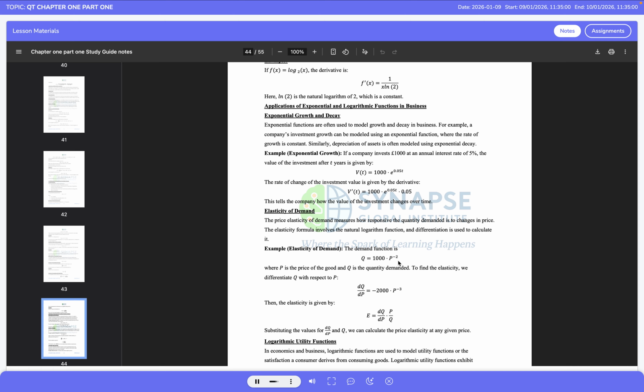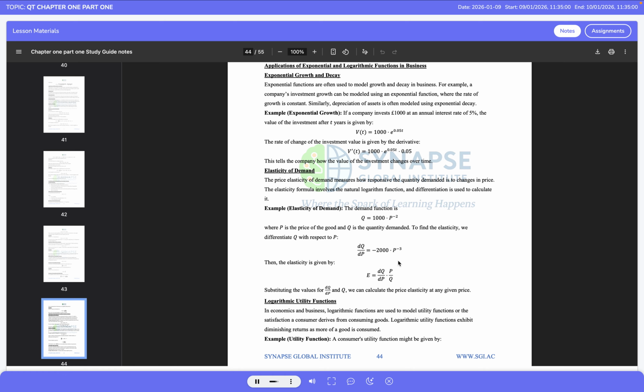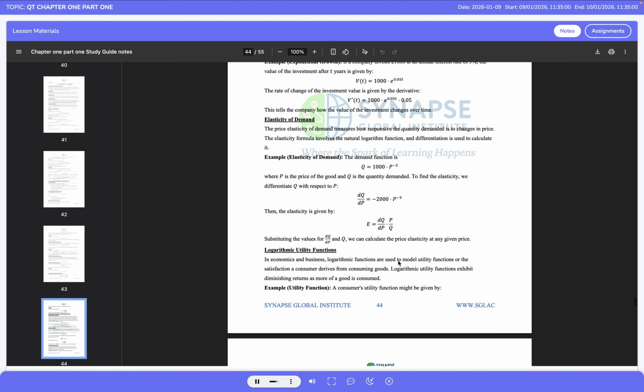As an illustration, if a company invests £1,000 at an annual interest rate of 5%, the value of the investment after t years can be written as 1,000 multiplied by e raised to the power 0.05t. The rate of change of this investment value is found by differentiating the function, giving 1,000 multiplied by e raised to the power 0.05t multiplied by 0.05. This derivative tells the company how quickly the investment value is changing at any given time.